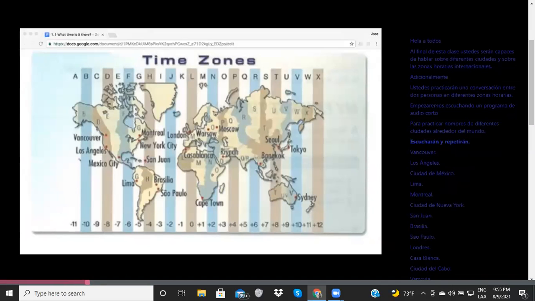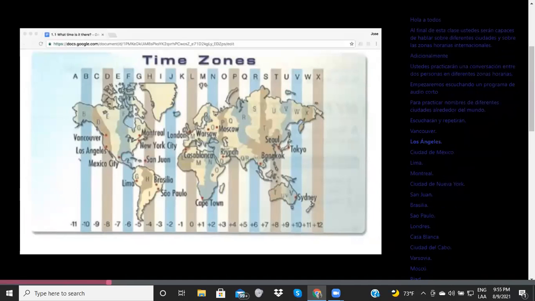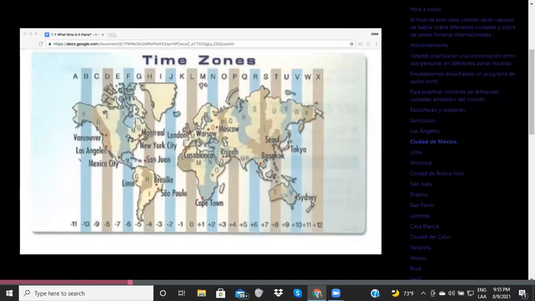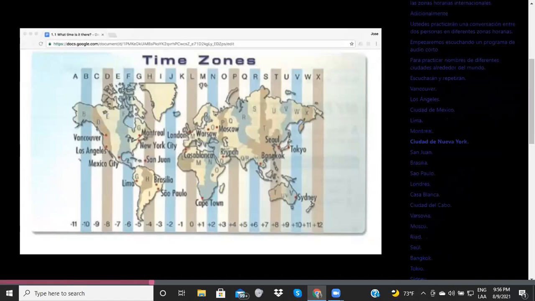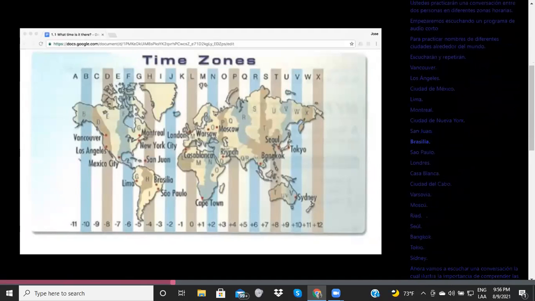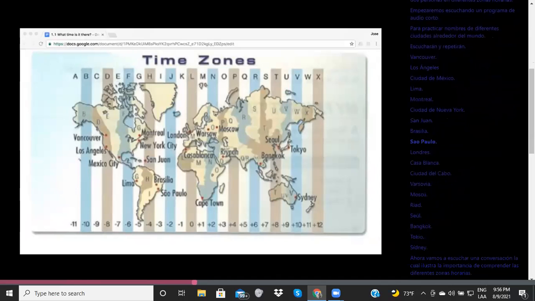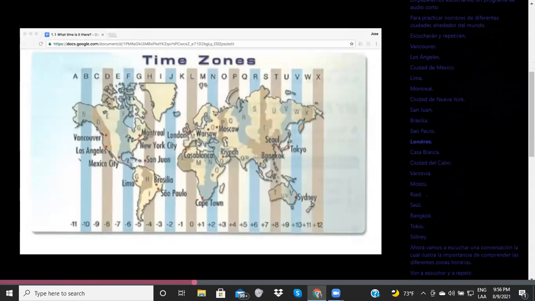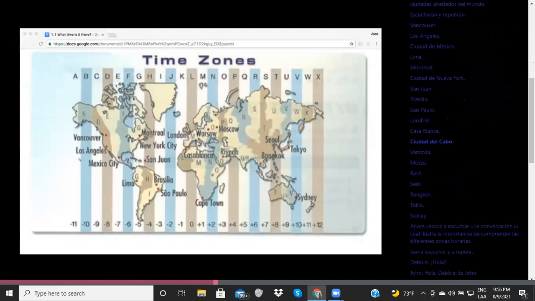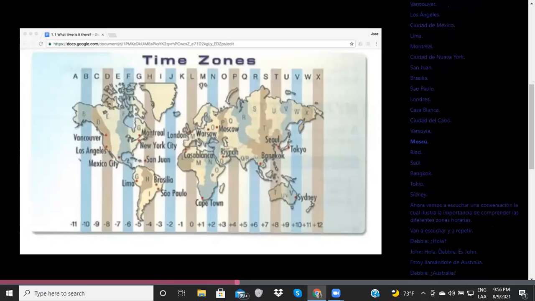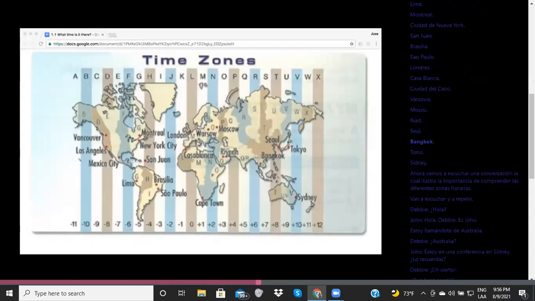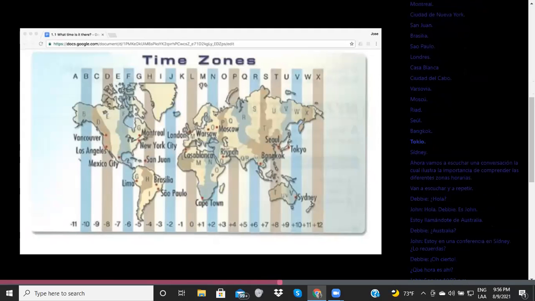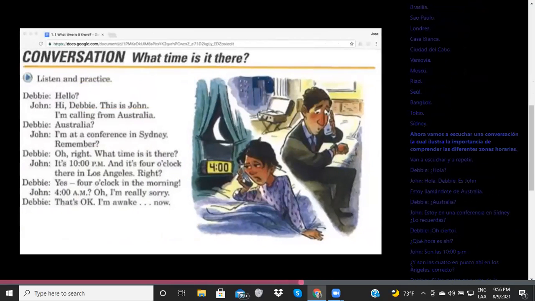Let's listen and repeat. Vancouver, Los Angeles, Mexico City, Lima, Montreal, New York City, San Juan, Brasilia, Sao Paulo, London, Casablanca, Cape Town, Warsaw, Moscow, Riyadh, Seoul, Bangkok, Tokyo, Sydney. Now let's listen to a conversation which illustrates the importance of understanding different time zones.